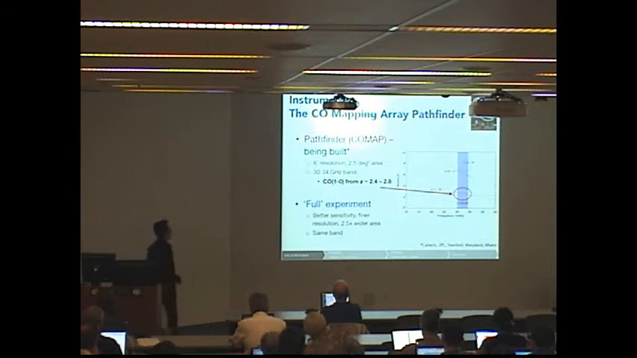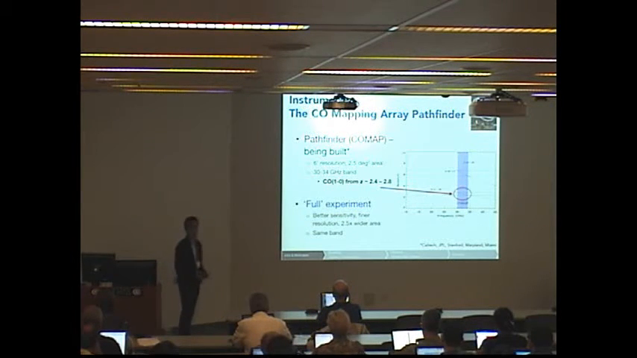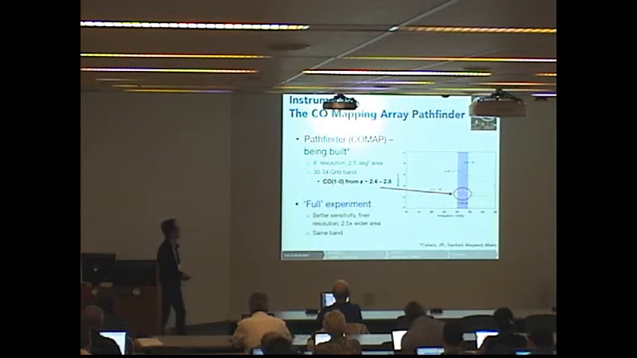There is an actual experiment motivating this, and that's the CO Mapping Array Pathfinder. It's currently being built by a collaboration of Caltech, JPL, Stanford, Maryland, and Miami. But the essential points here are that the Pathfinder is a single-dish experiment, which will be observing in the 30 to 34 gigahertz band. And so that gets you CO from redshifts of about 2.4 to 2.8. And for the purposes of this work, we've also modeled a full, more ambitious experiment that essentially has better sensitivity, finer resolution, and wider area, also observing the same redshifts.